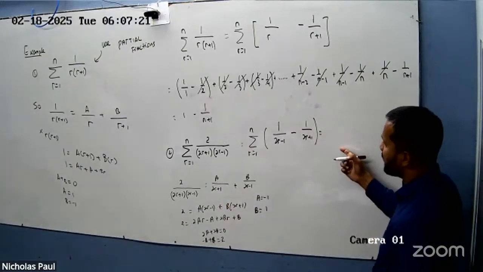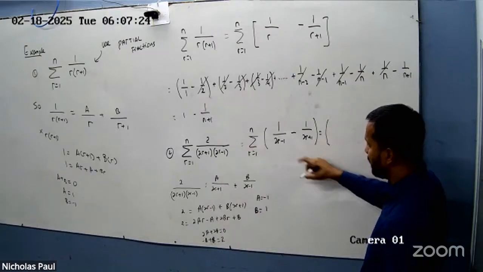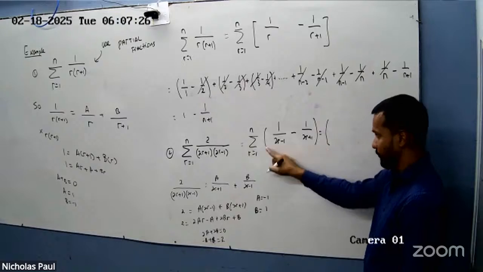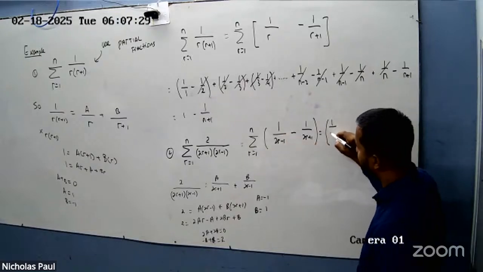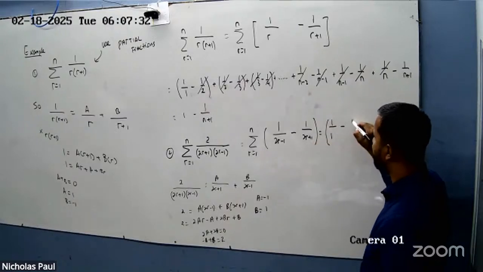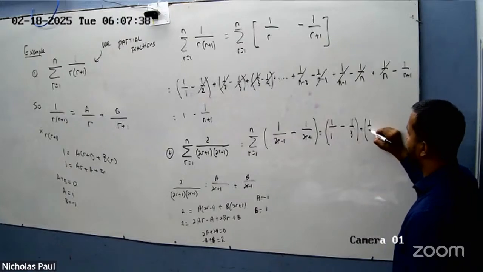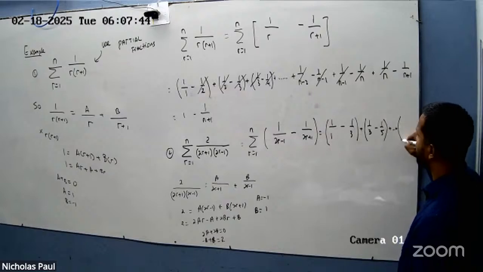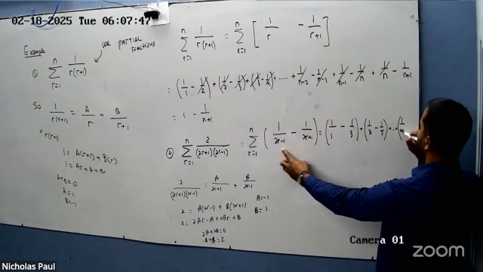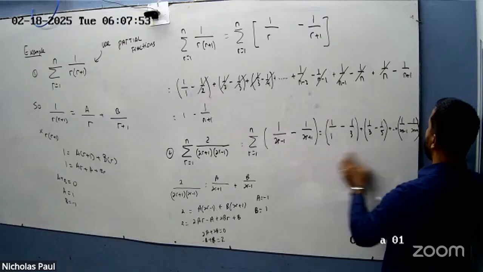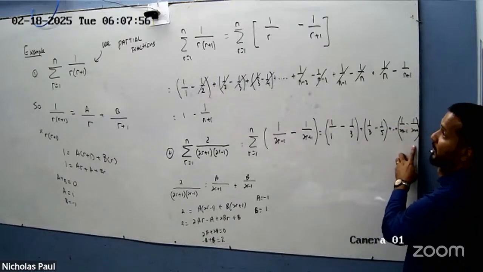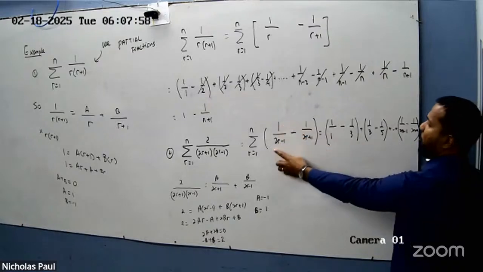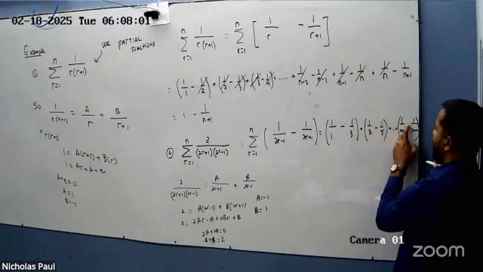And we're going to expand it out. First term is 1 over 1. Second term is 1 over 3 plus 1 over 3. And I'm putting the last term. The last term will be 1 over 2n minus 1 minus 1 over 2n plus 1.